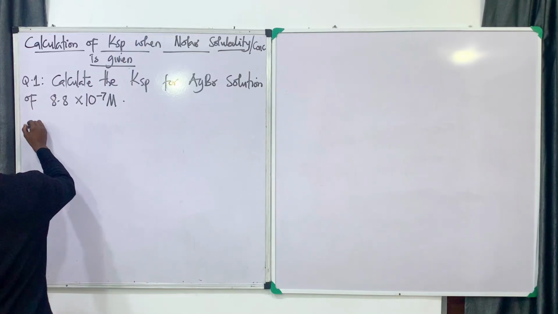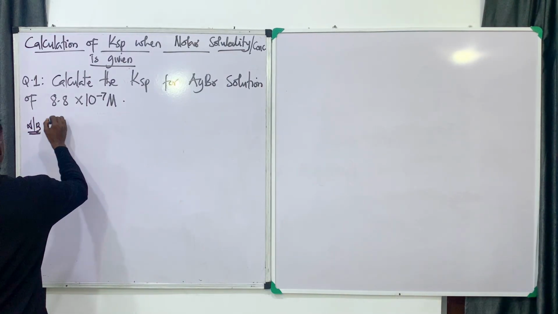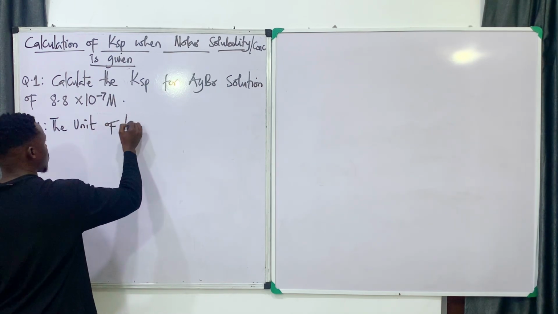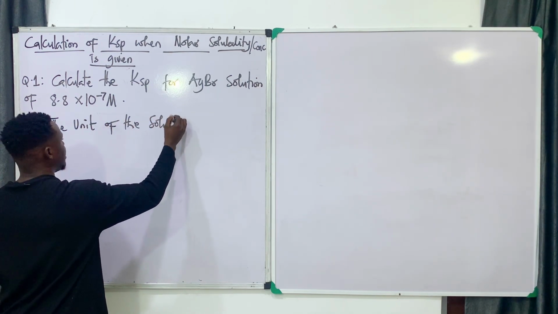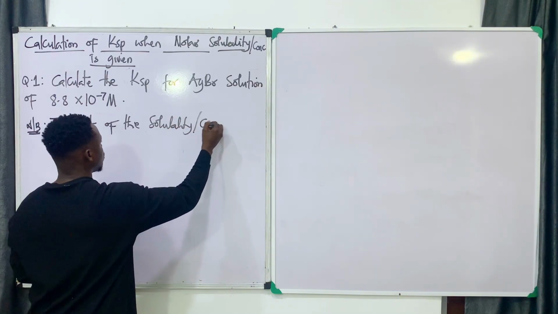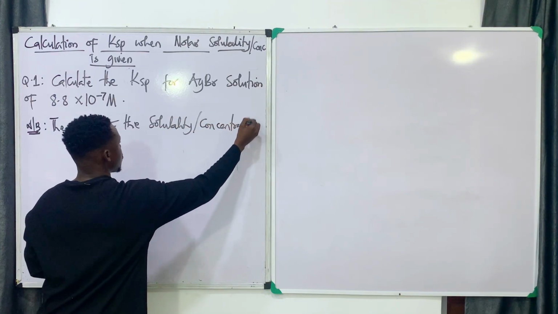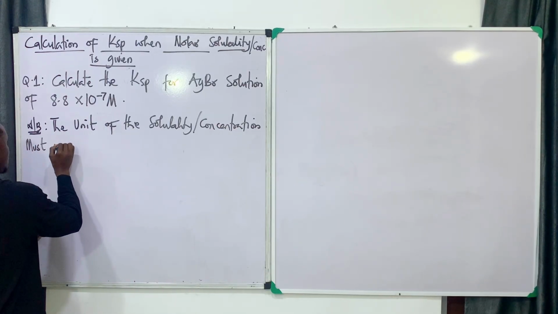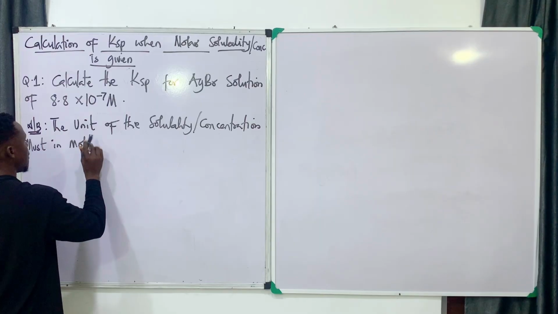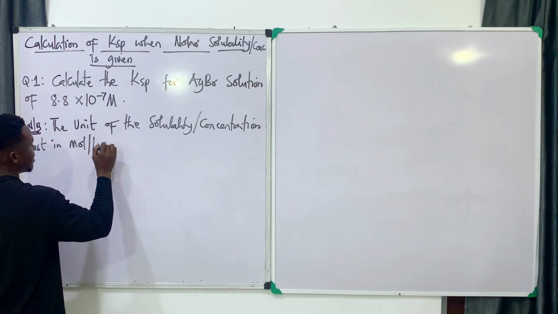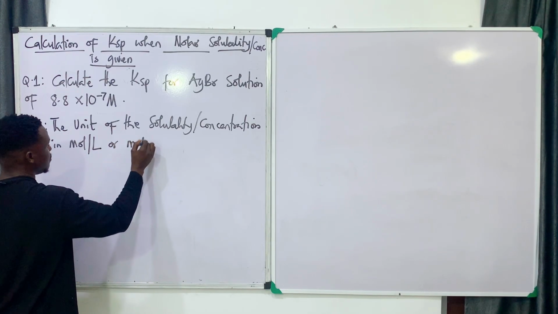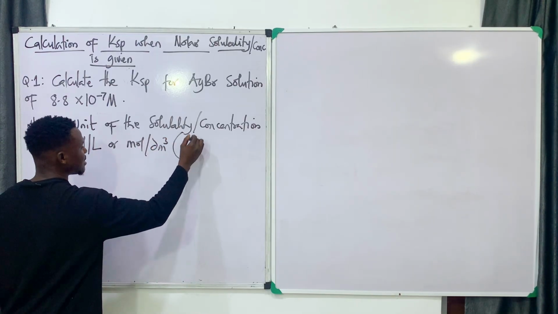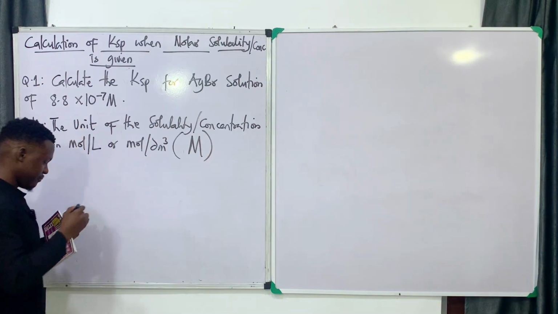So note the units of the solubility or concentration must be in moles per liter, which is the same thing as saying mole per dm cube, which in simple terms is always written as M.